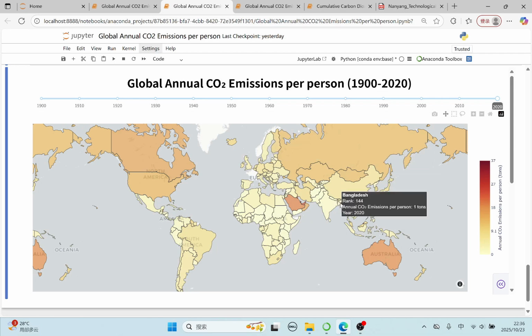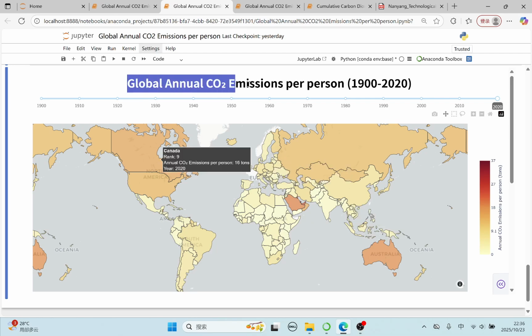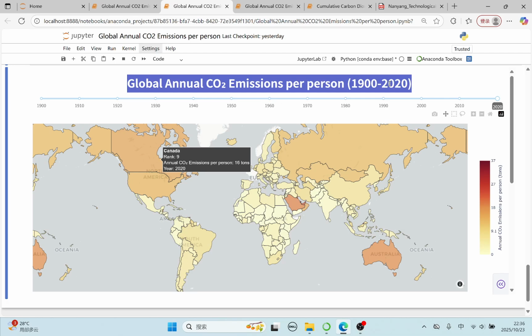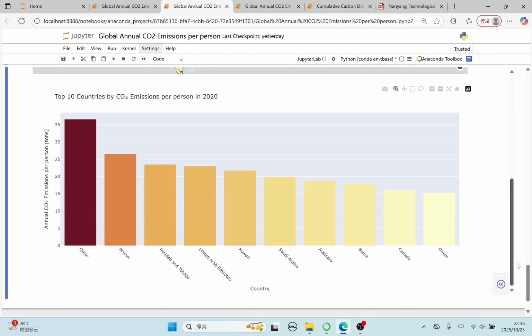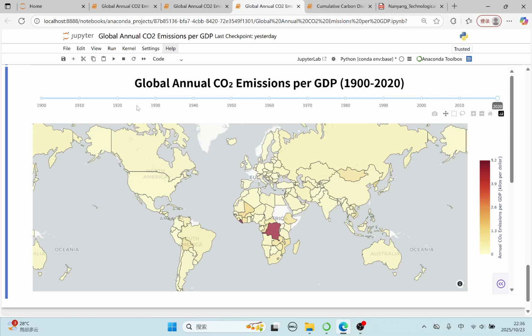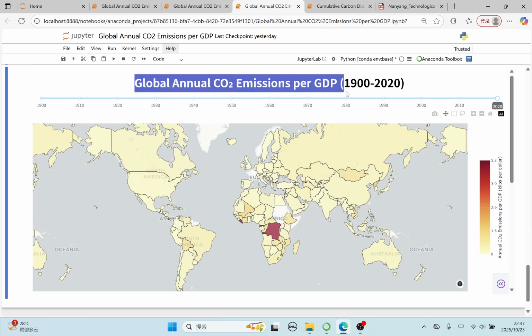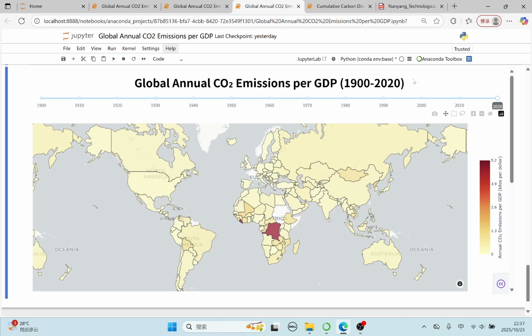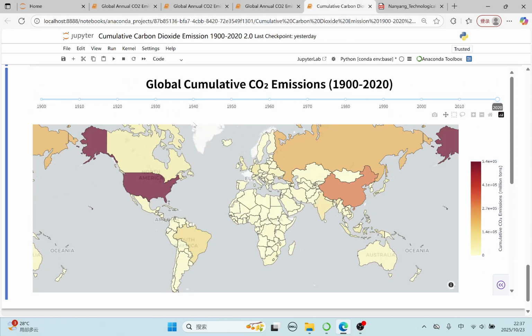Besides, I designed some similar interactive interfaces just like this. For example, the second is about global annual carbon dioxide emissions per person. And the third is about global annual carbon dioxide emissions per GDP. And finally, I designed global cumulative carbon dioxide emissions.